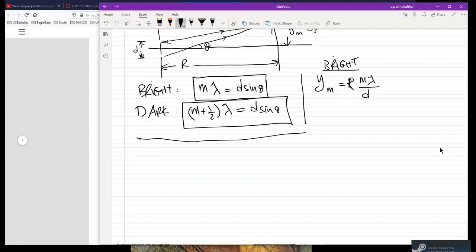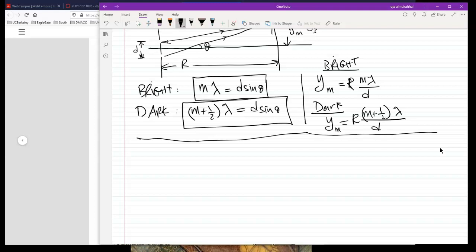You got that? Okay. For dark, the same formula, except that you replace the m with m plus half. So it's going to be y sub m is r m plus 1/2 lambda over d. Got it? Okay. What else? Okay, so that's basically the subject of interference, okay?